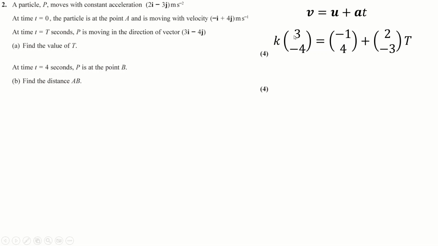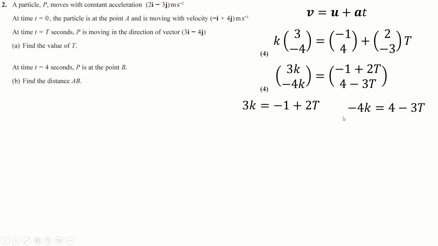So I'll just use the letter k here to represent that it could be going in any kind of multiple of this vector, but not specifically that vector itself. So we're going to have k times this is equal to, now this is just u, that's just there, and then a is just from here. Of course we can say minus 1 plus 2t is the top row of this thing here, and 4 minus 3t is the bottom row. And now we can just compare. This thing needs to equal this thing, just put the k's into there as well.